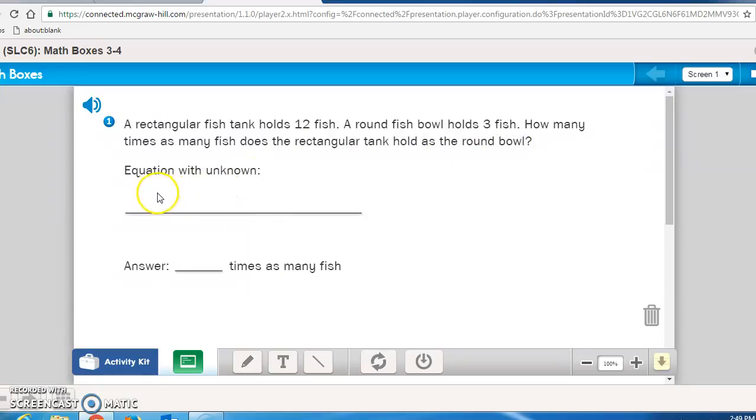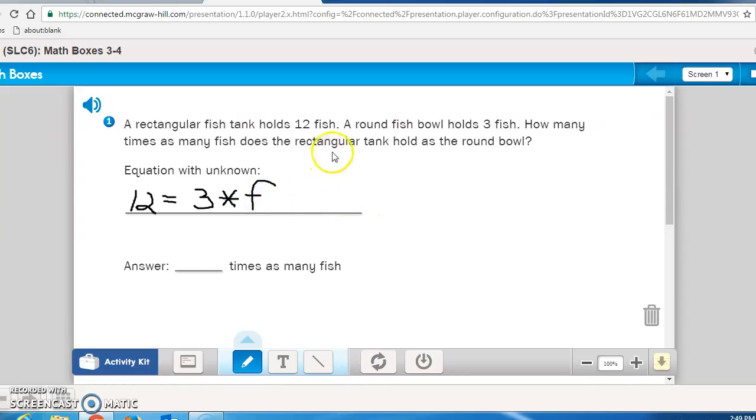Well, again, the rectangular tank holds 12 fish. A round fish bowl holds 3 fish. How many times as many fish does the rectangular tank hold as the round bowl? Your equation with the unknown would look like this, and then your answer needs to go here. Pause the recording now, finish Math Journal page 80, and then bring it up to me when you get finished.